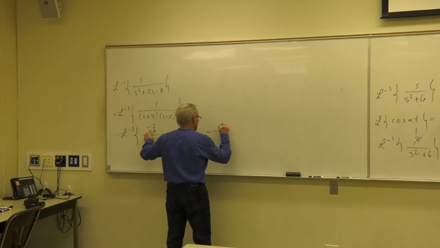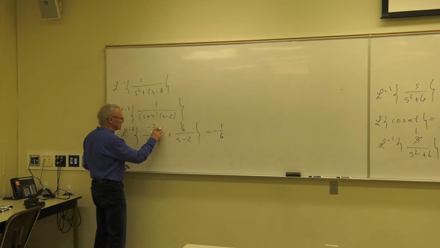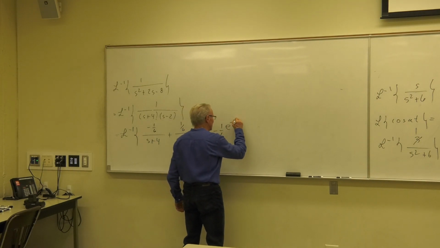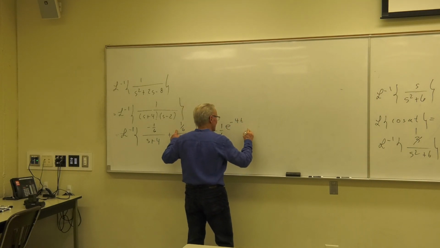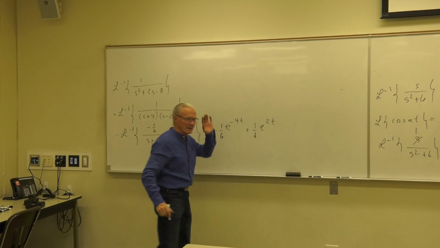Now we can do it. We can bypass the minus 1 6th and say, whose transform is 1 over s plus 4? And the answer, e to the minus 4t. Same thing here, bypass the 1 6th. This is going to be e to the 2t. Done!